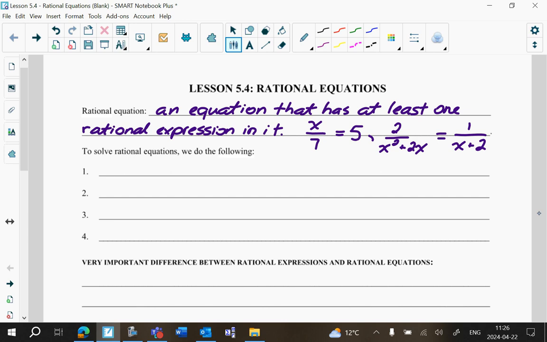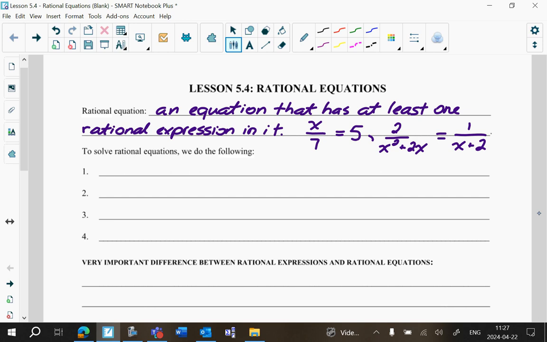Those are examples, right? With rational expressions, all we do is we simplify them, we add them together, subtract them, multiply them, divide them. We never find out what x is. We just put it into a simpler form, okay? The only time you would ever do anything with a rational expression is if I told you what the variable was. However, a rational equation, as soon as it equals something, now we're trying to figure out what x is. Now we're solving. Okay, we simplify rational expressions. We solve rational equations.